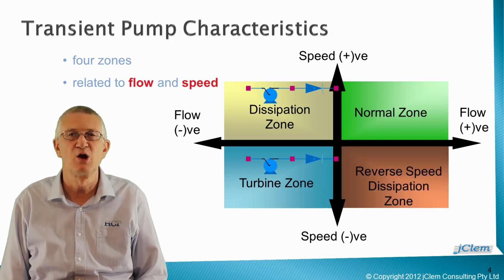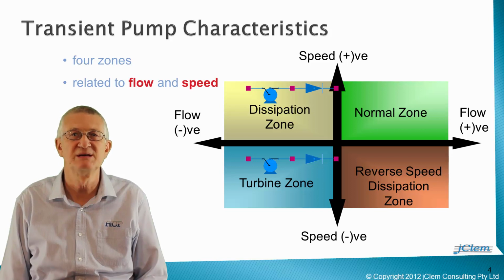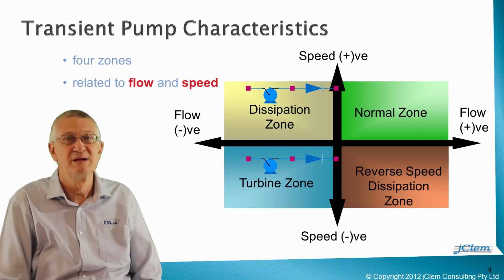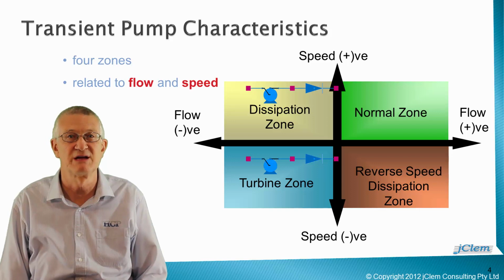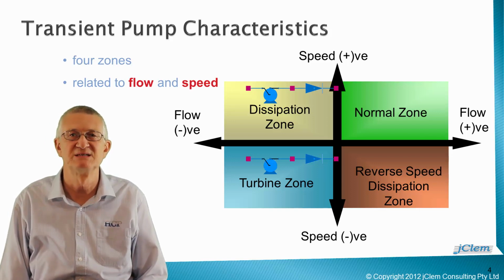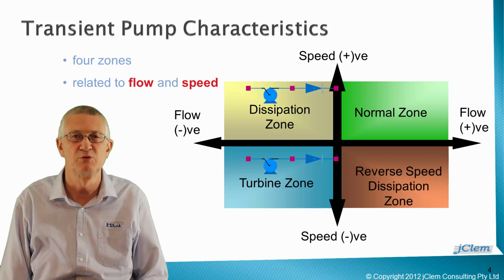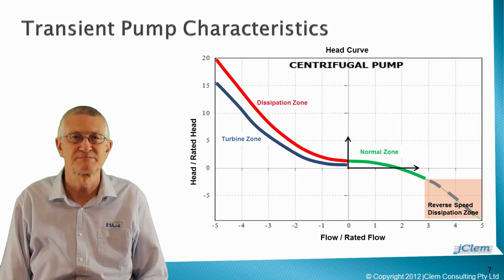The 4th and final operating zone is called the reverse speed dissipation zone. This zone is defined as cases where the flow is in the forward direction while the pump rotates in a reverse direction. It is not immediately obvious where the reverse speed dissipation zone fits or how it can occur. It is easier to understand the reverse speed dissipation zone by looking at the 4 operating zones in a more familiar format. We will take a closer look at that zone in a later lesson.